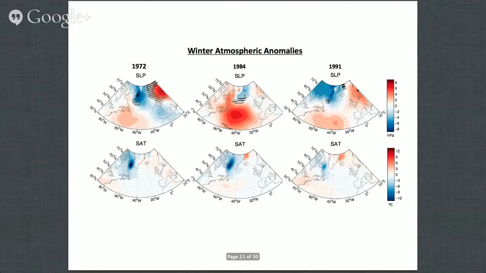So I took a look at what the pattern looks like, and in all these years the sea level pressure pattern is similar to what we see in 2008, centered in the western North Atlantic. The wind and air temperature anomalies are also consistent with the 2008 pattern.